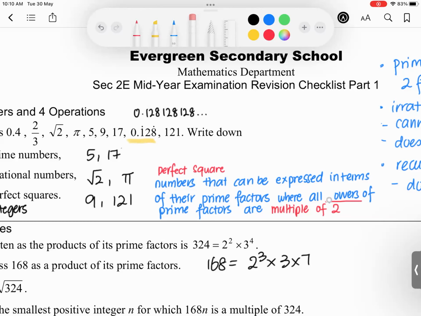Let me change this. I'm not happy with it. Change this color to red. Okay, so if that is the case, similarly, are you able to define for me what is a perfect cube? What will be a perfect cube? Anyone? It is almost the same, but what is the difference? Yes, Yami?